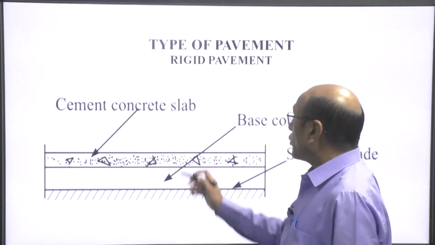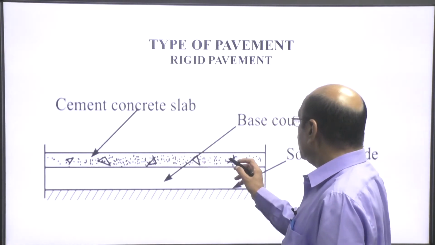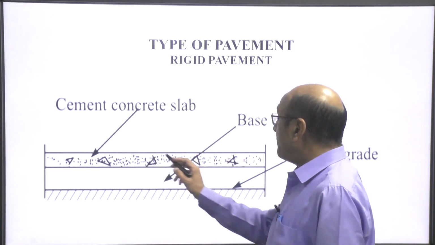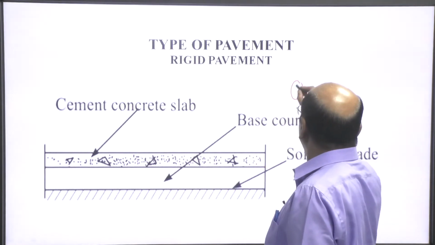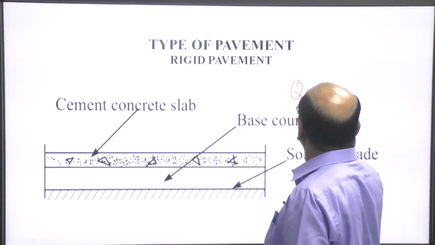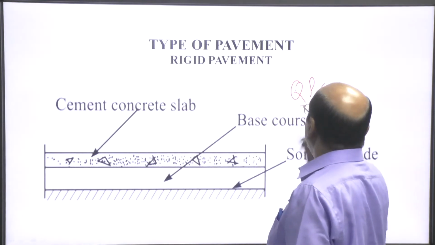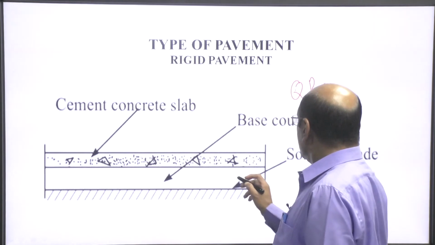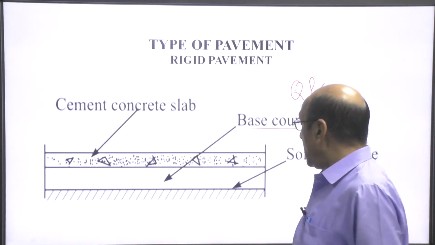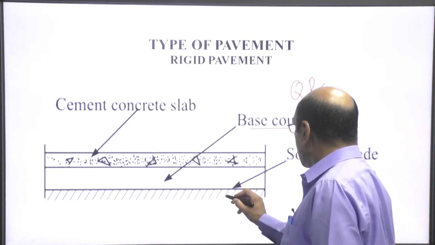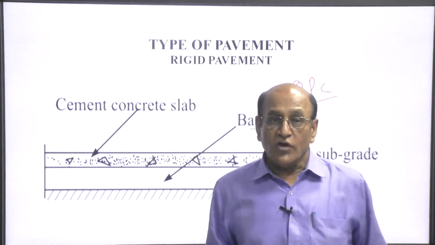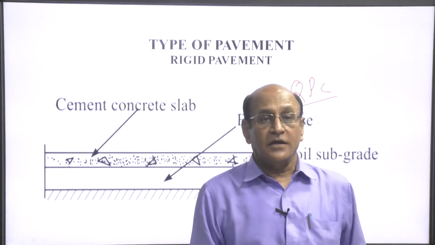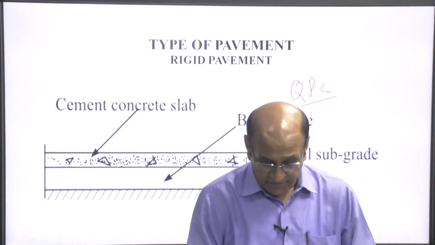This is a typical cross section of a rigid pavement. This is the quality pavement concrete, this is the main concrete work. This is the base course and this is the soil subgrade. So, this is a typical cross section of a rigid pavement.